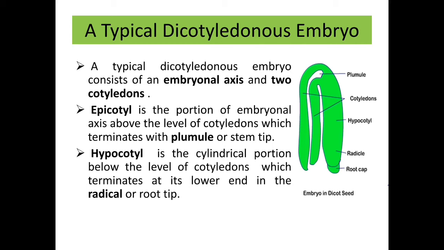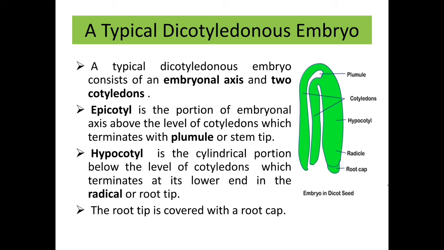Hypocotyl is the cylindrical portion below the level of cotyledons, which terminates at its lower end in the radicle or root tip. You may see the cylindrical portion, here it is labelled, that is hypocotyl, which terminates at its lower end in the radicle. Radicle is also known as root tip. The root tip is covered with a root cap. So radicle is covered with root cap.